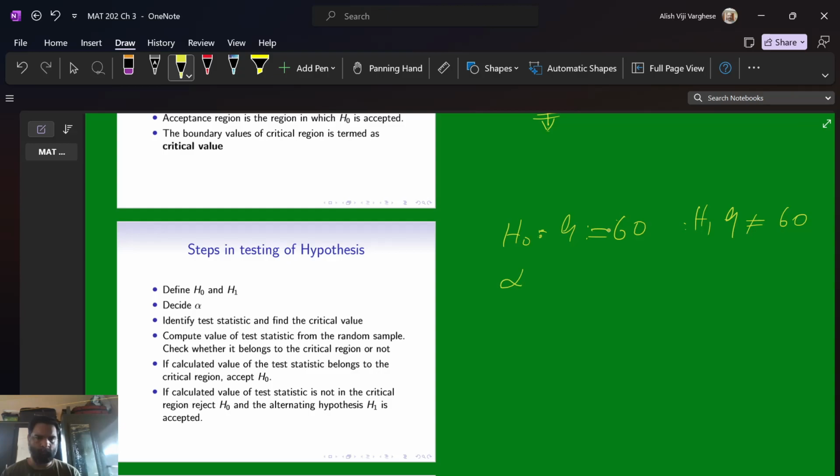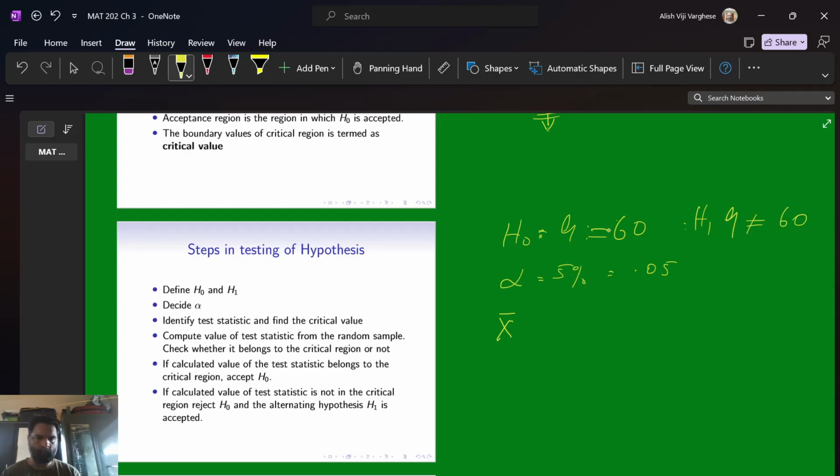Then we have to fix the level of significance like 5% or 1%. So just say 5% significance, or in probability 0.05. So fix the level of significance. Then identify the test statistic and find the critical values. So here, because we are dealing with the population mean, the arithmetic mean obtained from the sample can be a good test statistic to check the validity of our statement about the population mean.